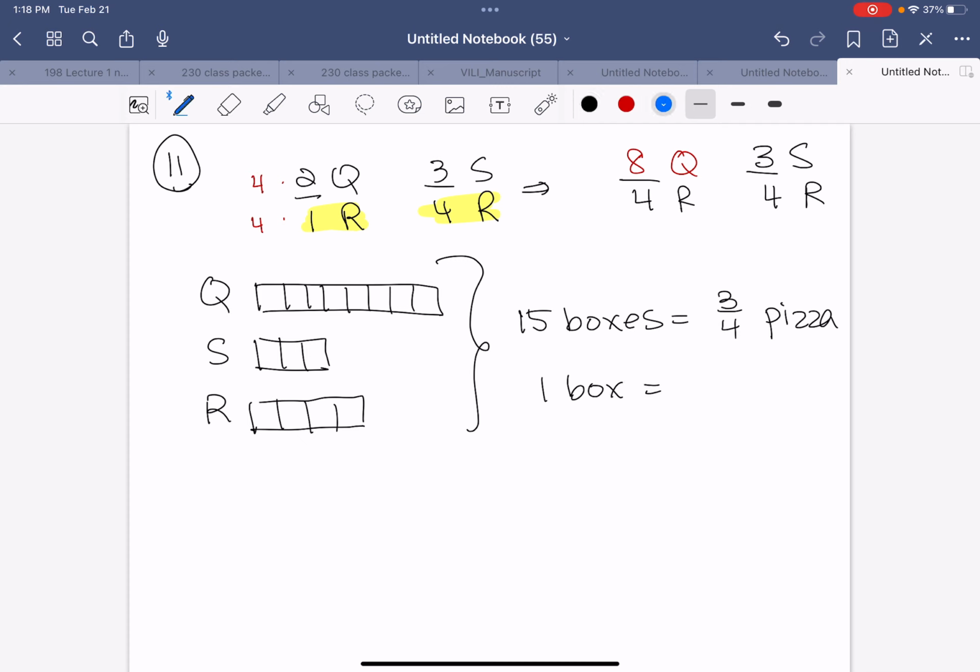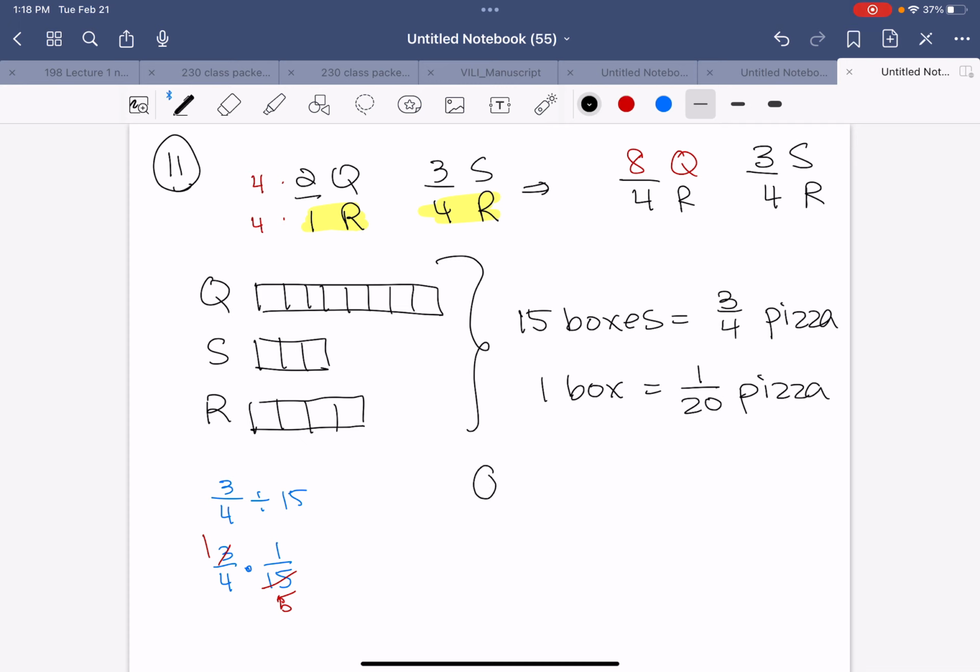Now for the fractions, if you're taking 3/4 and dividing it by 15, that means you take 3/4 and you multiply it by 1/15. And then we can see that 3 goes into each one of these. And multiply across then, and we get 1/20th of a pizza. So each box is 1/20th of a pizza.